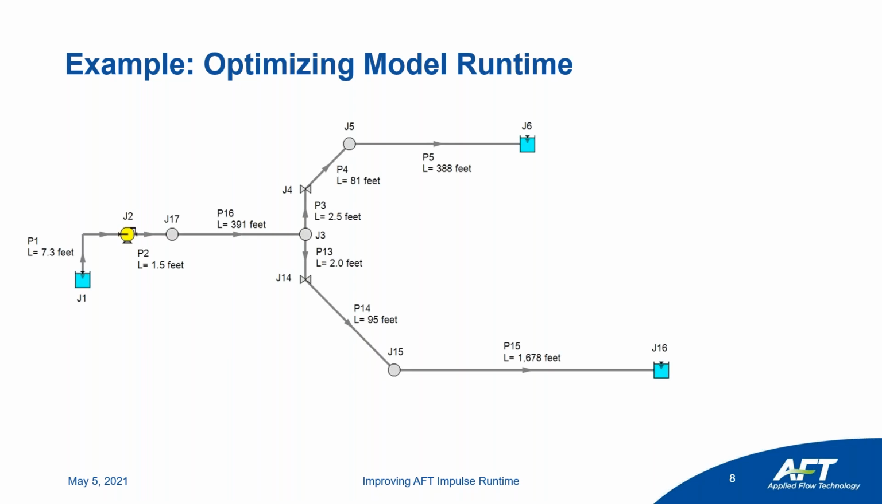So here we have a pretty simple system where we're pumping from a reservoir to 2 deposits. We can see we have very precise length specifications down to 1/10 of a foot. And here we can see some potential points of conflict already. So here we see the shortest pipe in our system is 1.5 feet. Our longest pipe in our system is almost 1,700 feet.